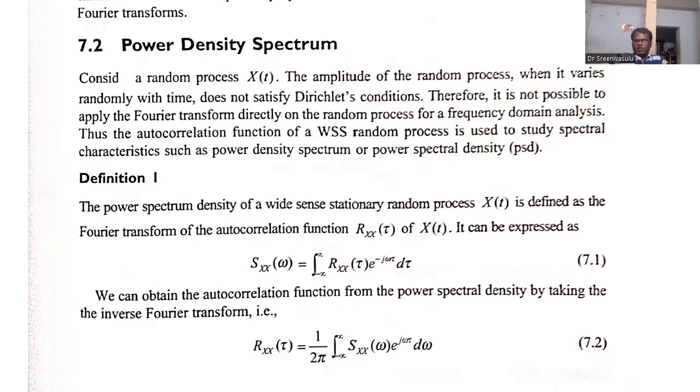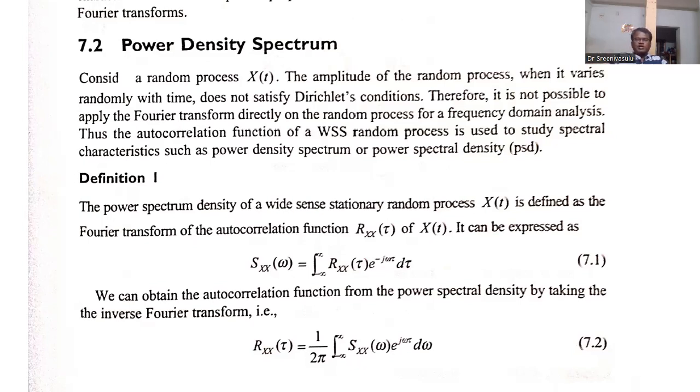That is our general formula. So based on that formula, you can just change here. What is the formula you need to write? The Fourier transform of Rxx of tau. If you write the Fourier transform of Rxx of tau, we represent the pair as Sxx of omega.